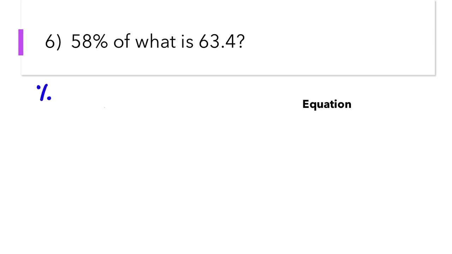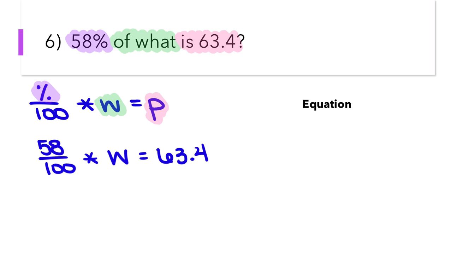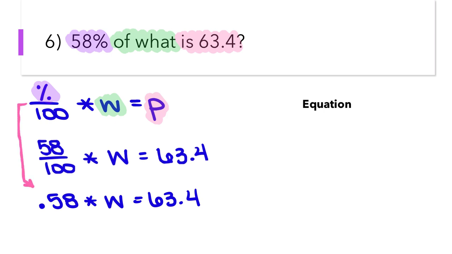All right, so we know our equation is percent over 100 times the whole equals the part. My percent is 58. The whole is the what, and the part is 63.4. So once I can identify the pieces and plug them in, I'm good to go. So 58 over 100 times the whole is 63.4. That 58 over 100 is what? It's 0.58 times W equals 63.4.